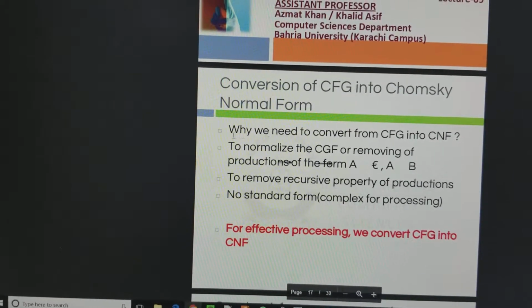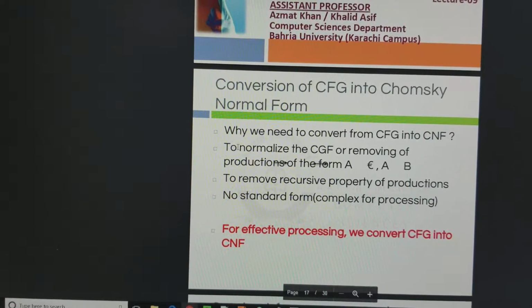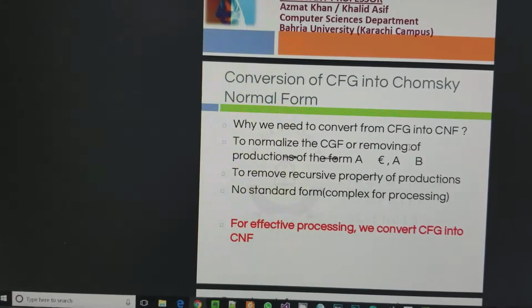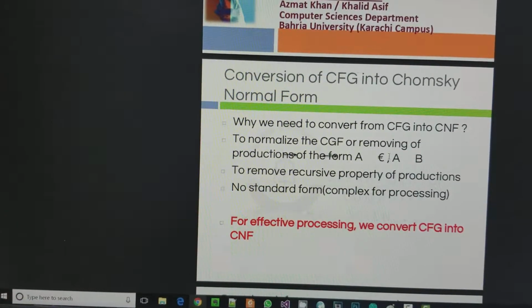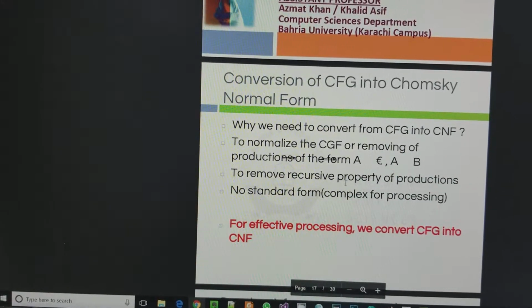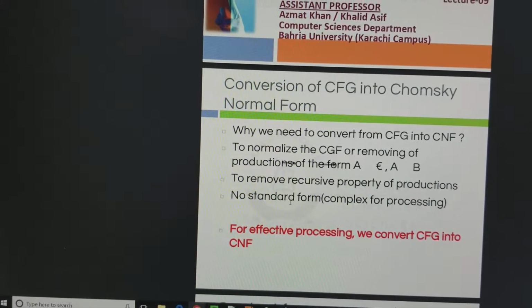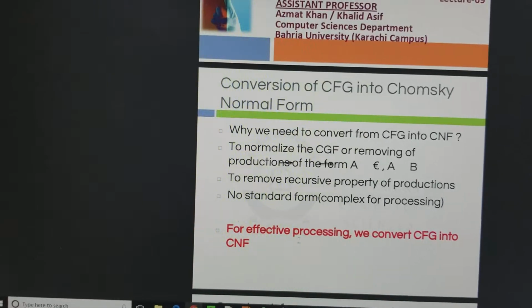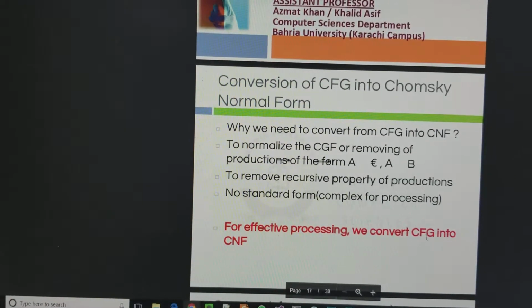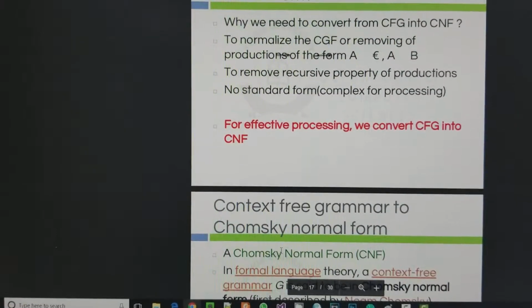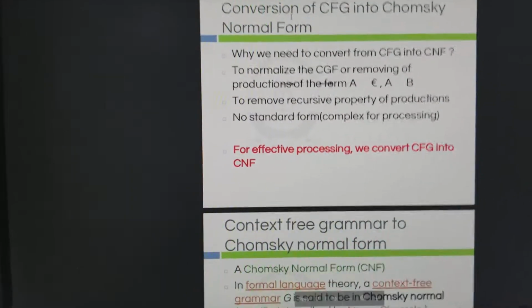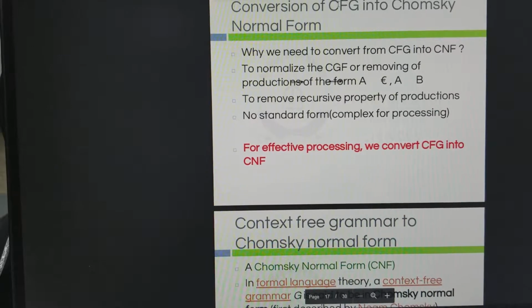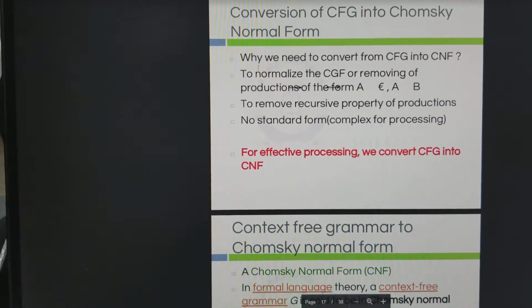Why do we need to convert to normal form? To normalize the CFG, removing productions of the form A to epsilon and A to B, and to remove the recursion property of productions. With no standard form, it is complex for processing. So basically, for efficient processing, we convert our context-free grammar into Chomsky normal form.